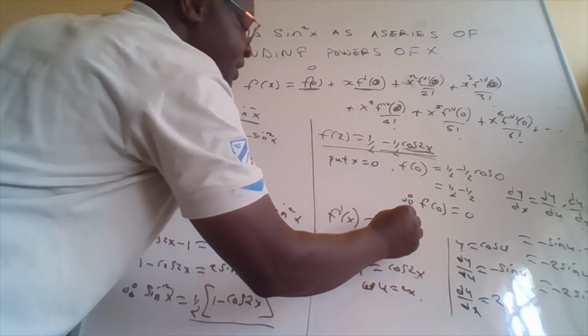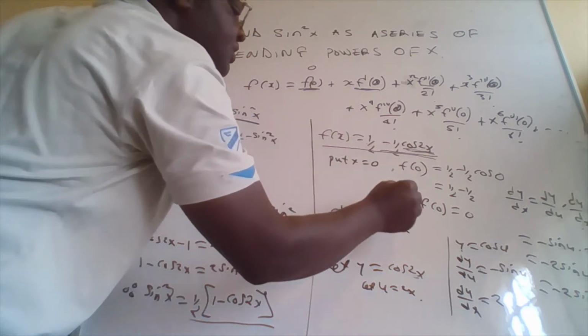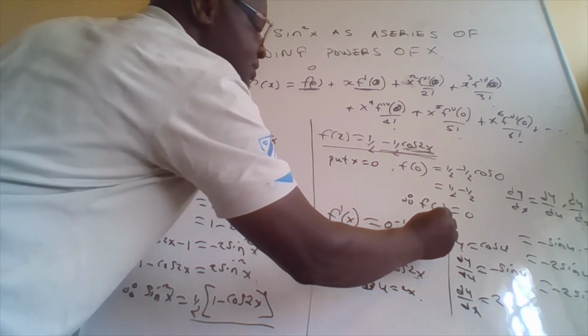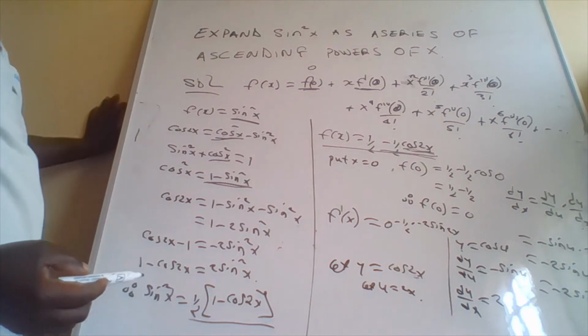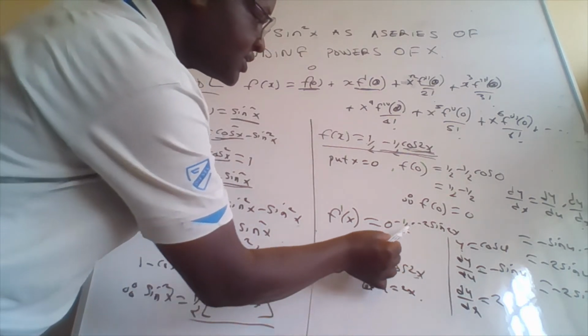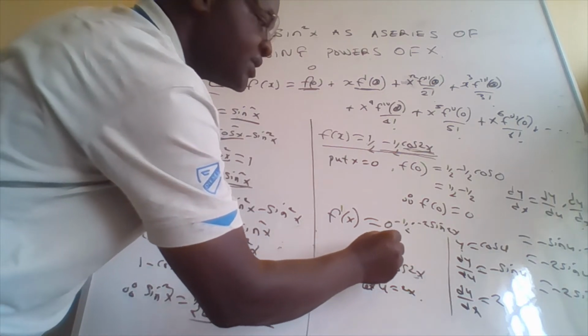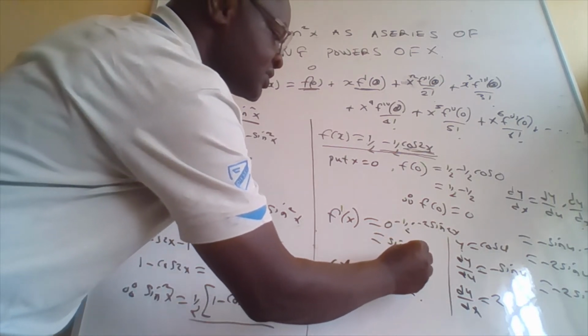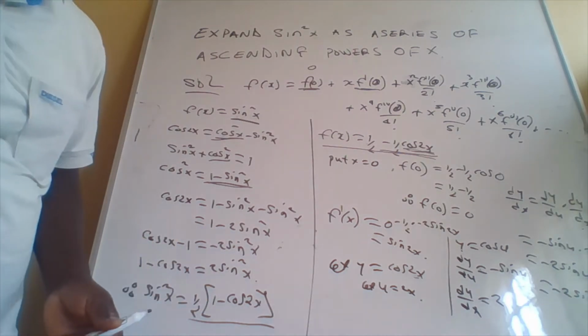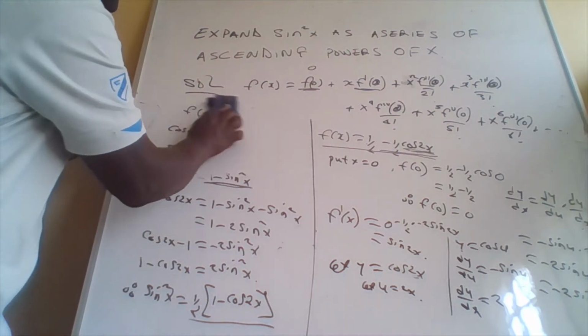Therefore, when you differentiate this equation, we have 0 minus a half times minus 2 sine 2x. Negative and negative will be positive, then these two will cancel, so we remain with sine 2x. So I can rub here.